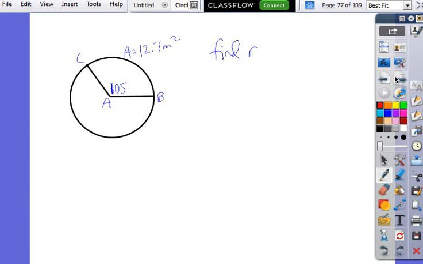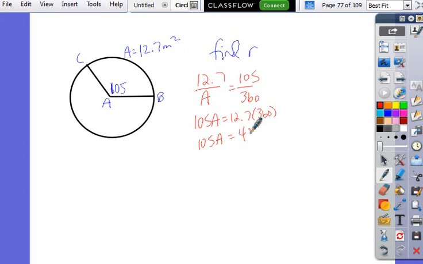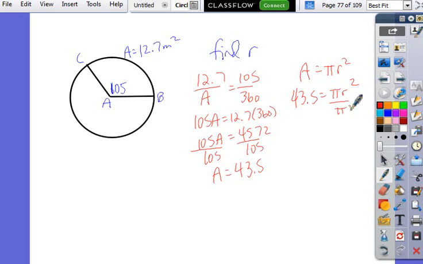All right, give me the first proportion we're going to use. 12.7 over a, 105 over 360. So I would say 105a equals 12.7 times 360, which is about 4,572, divided by the 105, and I've got the area is 43.5. I'm supposed to find the radius, so I'll go back to the original area formula. There's my 43.5 equals pi r squared. Divide by pi, 13.8, so 13.8 is r squared. Square root of 13.8 is 3.7.